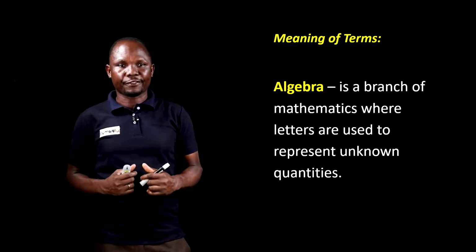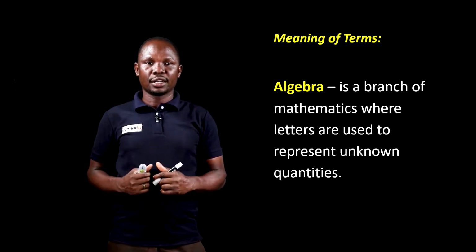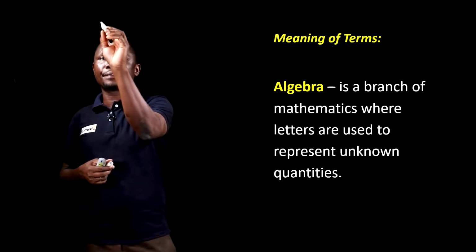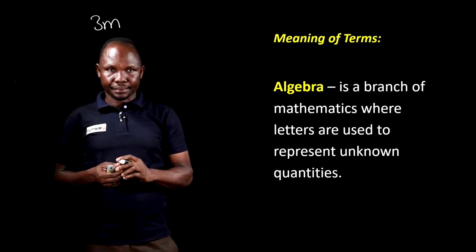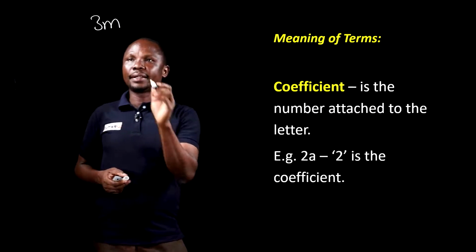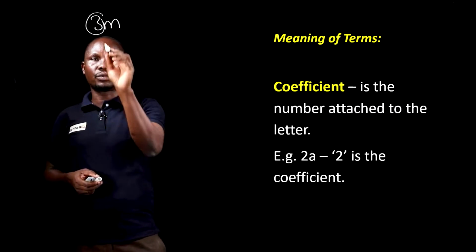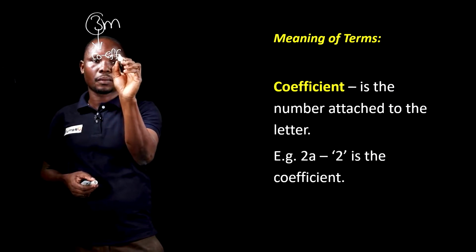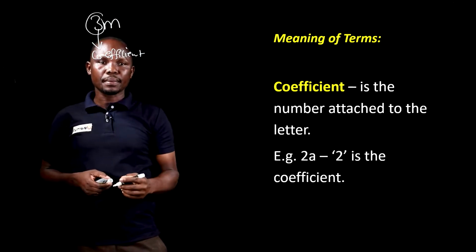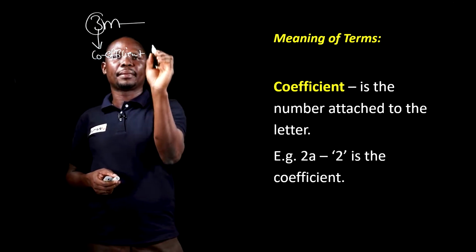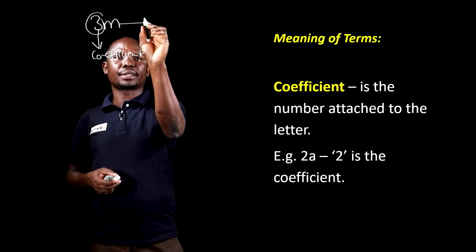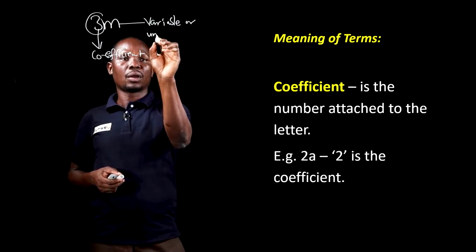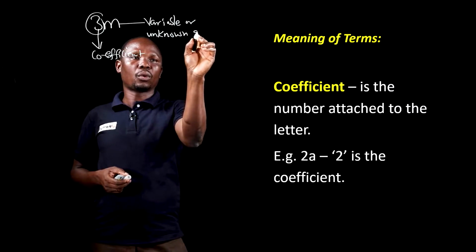Algebra is a branch of mathematics where letters are used to represent unknown quantities. So, for example, if we have 3m, then the 3 is what we call the coefficient. And the m, the letter, is what we call the variable or unknown quantity.